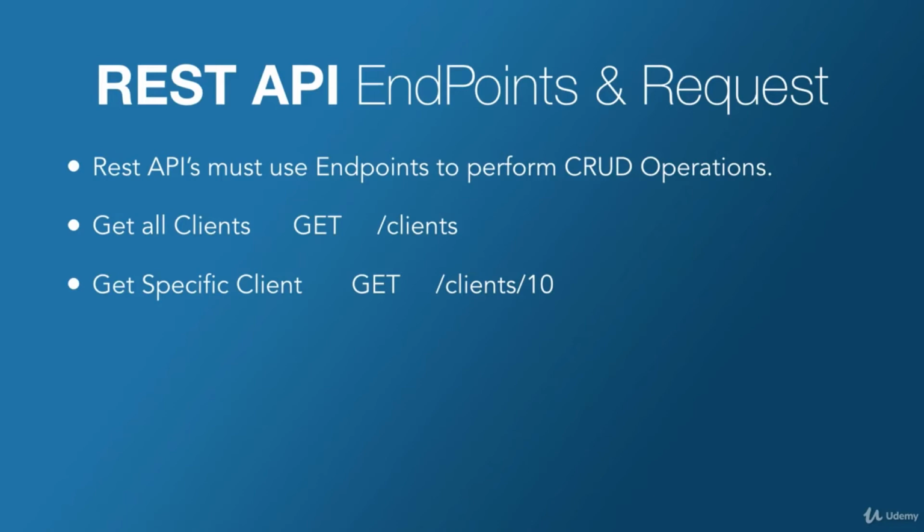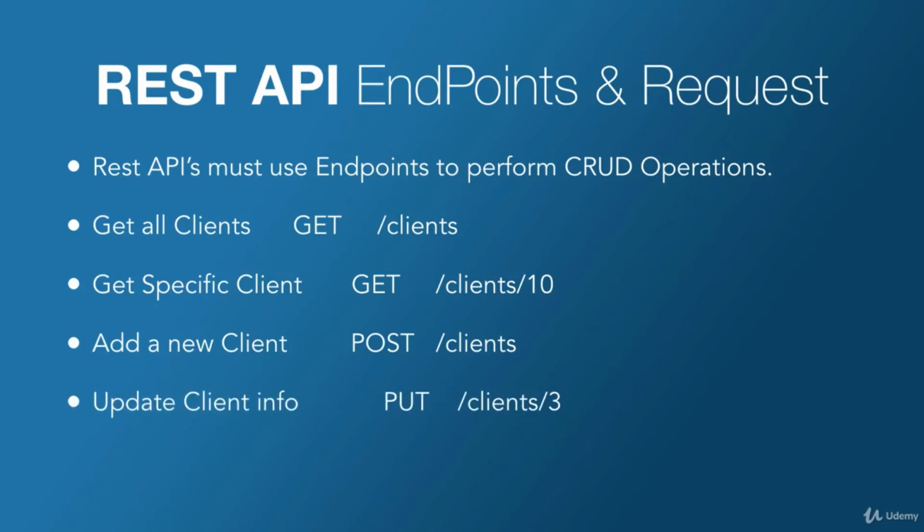In this case, for example, we are returning the ID 10. If you want to add a new client, it's going to be POST. POST is going to add a new client, and the URL is going to be /clients. If you want to update the client info, the request is going to be PUT. Then you're going to use the endpoint /clients and the ID, which in this case, for example, is going to be 3.